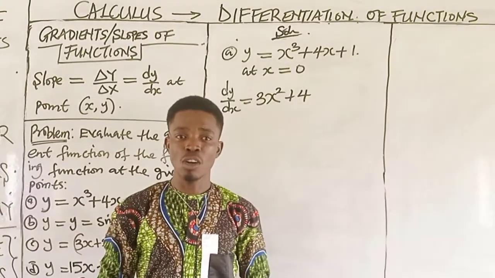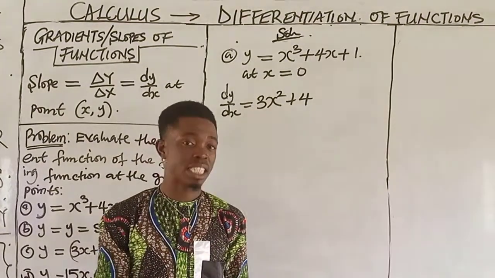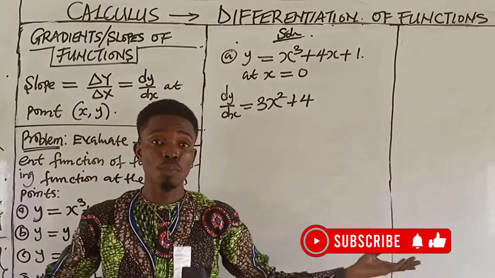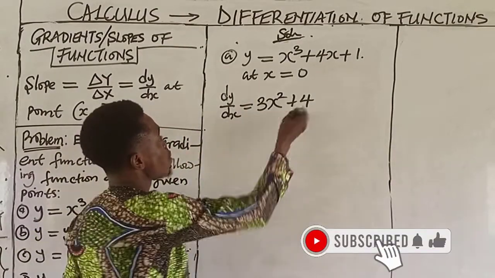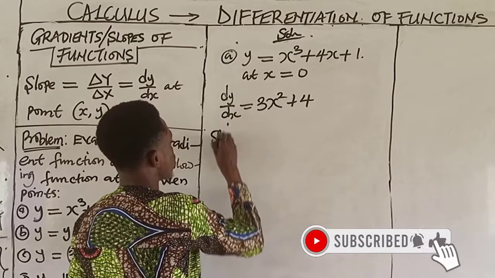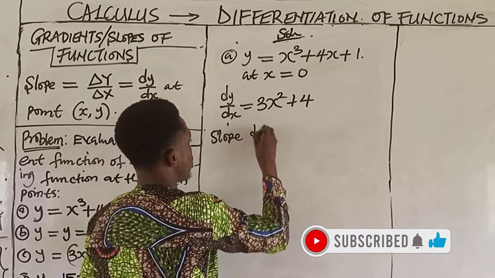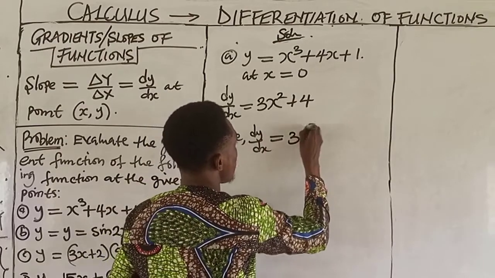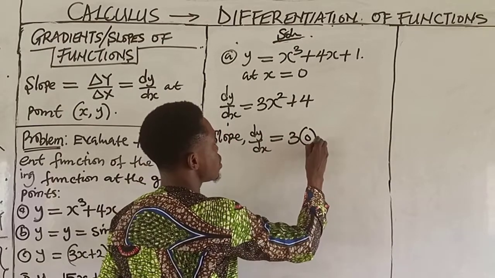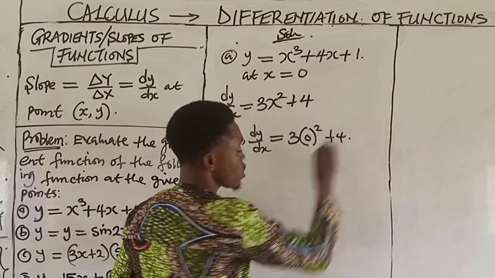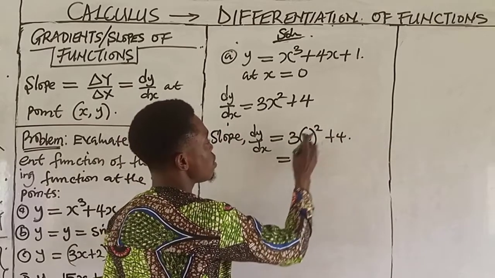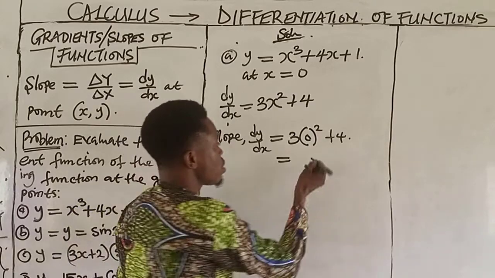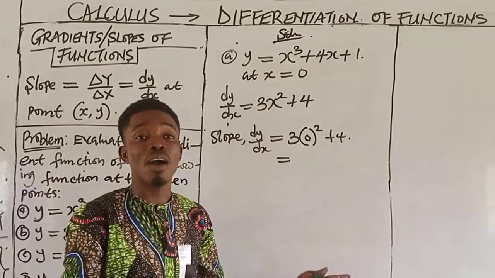So we quickly ignore those things that we do not need. If we are asked to find dy over dx, this is just what we have, and this is the slope. So at this point now, to obtain the slope, we therefore have that the slope dy over dx is equal to 3 multiplied by what is the value of x? 0 squared plus 4. Now, 0 squared is 0 and 3 multiplied by 0 is 0 and 0 plus 4 is 4. This is the answer.